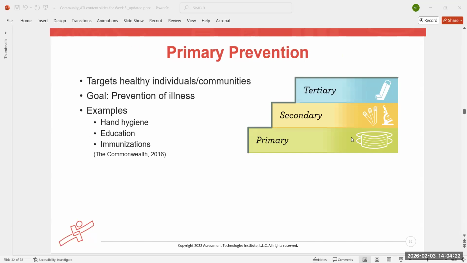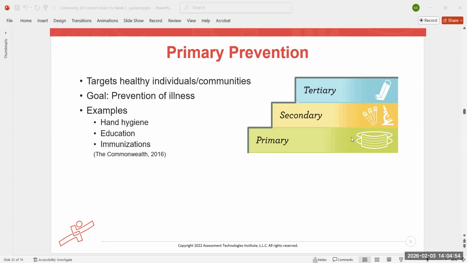So next, let's look at overall disease prevention. Levels of prevention. And in your books, page 8 is going to give a brief description. It breaks it down: primary, secondary, tertiary. Primary is the largest, at the bottom of our tiers, because we're targeting healthy individuals and the goal is to prevent illness. We're trying to prevent even the initial occurrence of injury or disease.